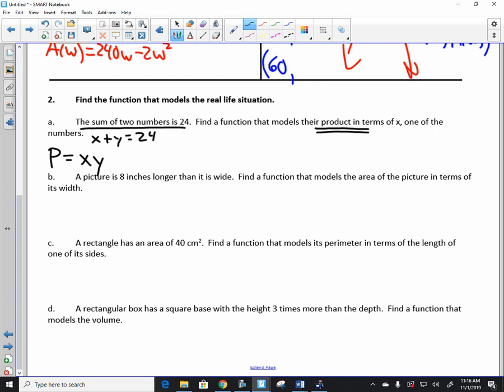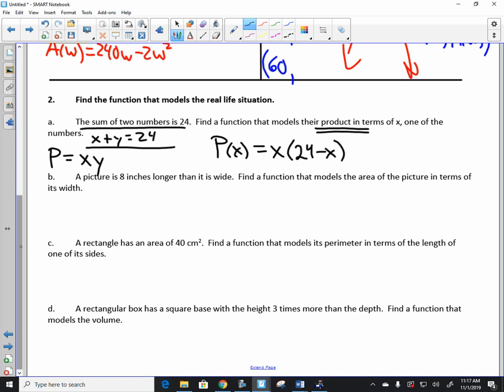I want the product just in terms of x. I don't want y. So the product in terms of x is x times, what do I put in place of y? If you were to solve for y here, you would get 24 minus x. Very good. See it? Always use your secondary equation to be able to write the other one.